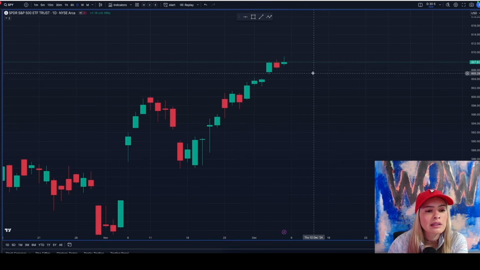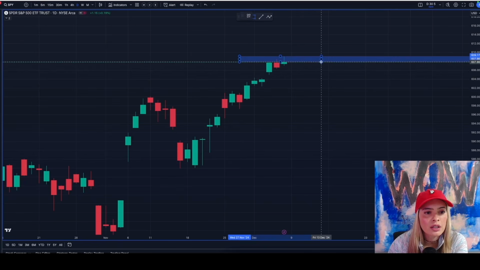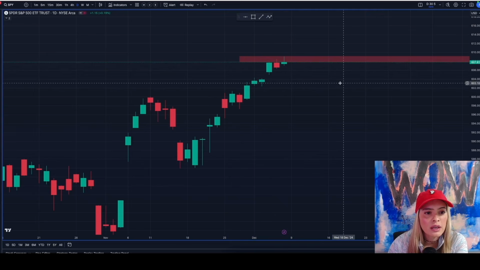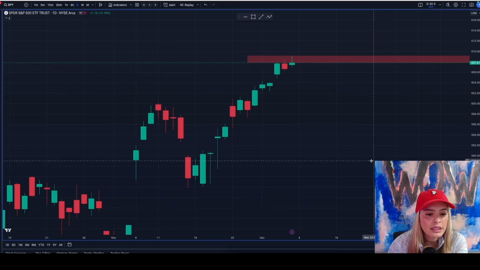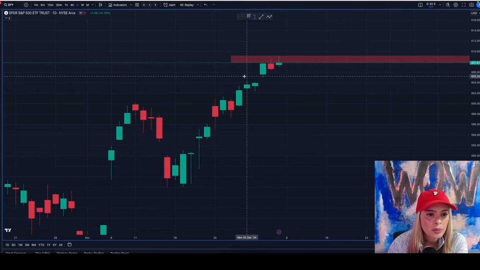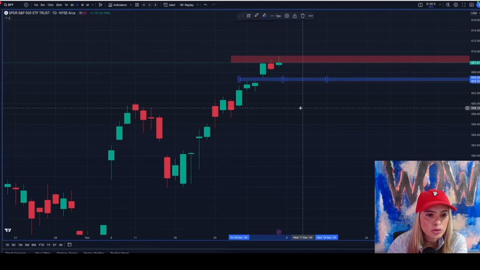The first clear level that I see is this triple top here. So it's acting as resistance, so I'm gonna put a red. We have resistance, resistance, resistance here. The next level that I see is this little gap here. So we have a gap, and I put gaps blue. I don't know why, but I just put them blue.